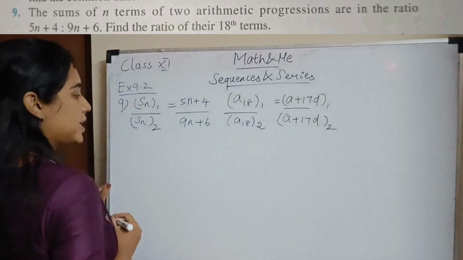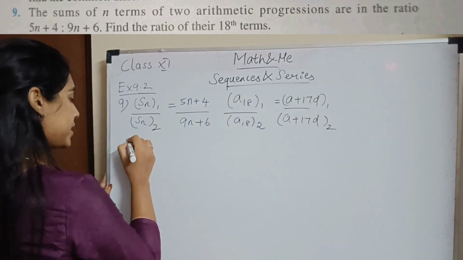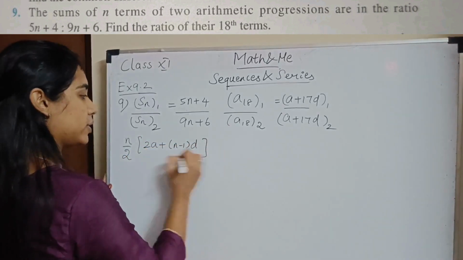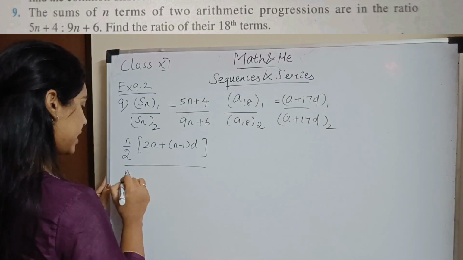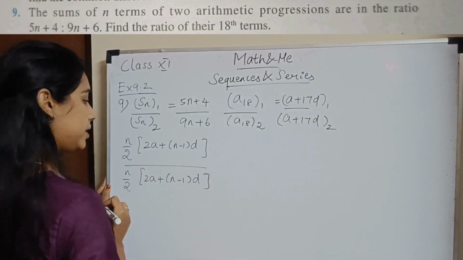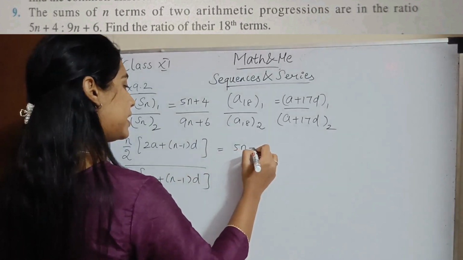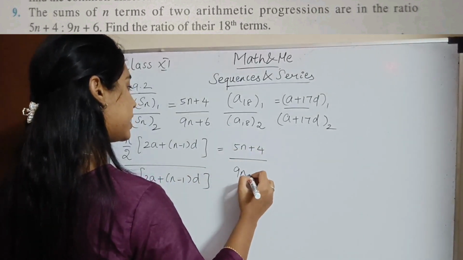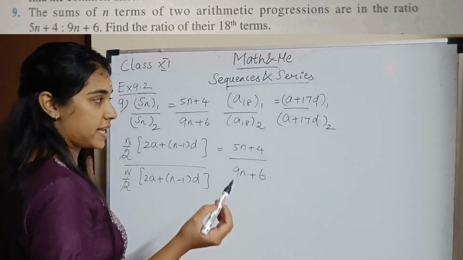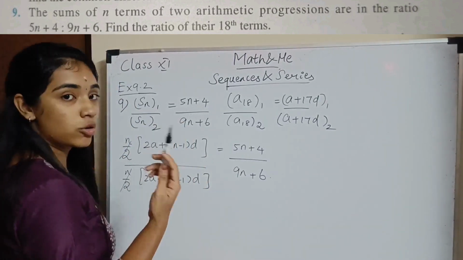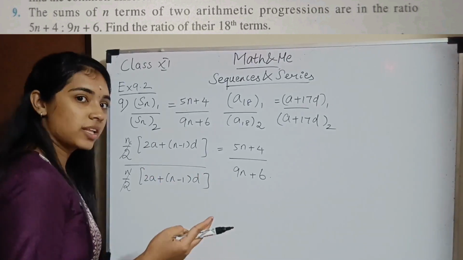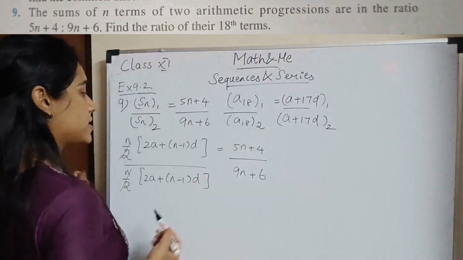So how do you find out Sn? What is your Sn? N by 2 of 2A plus n minus 1 into D divided by n by 2 of 2A plus n minus 1 into D equals 5n plus 4 divided by 9n plus 6. N by 2 goes out. Basically, the number of terms is the same. A and D could be equal or they could be different, because it is two different APs. They can be equal APs or they can be unequal APs. Okay, so this is what you have.